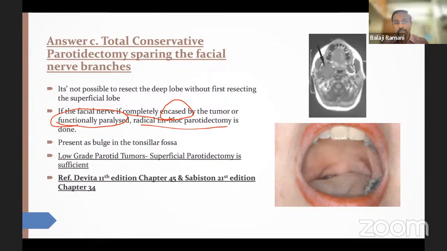So this is if the biopsy is pleomorphic adenoma. So low-grade tumors, whenever you have a tumor which is situated only in the superficial lobe, you can do a superficial conservative parotidectomy. On the other hand, if you have a tumor in the deep lobe, always you will have to go for a total conservative parotidectomy as the management.